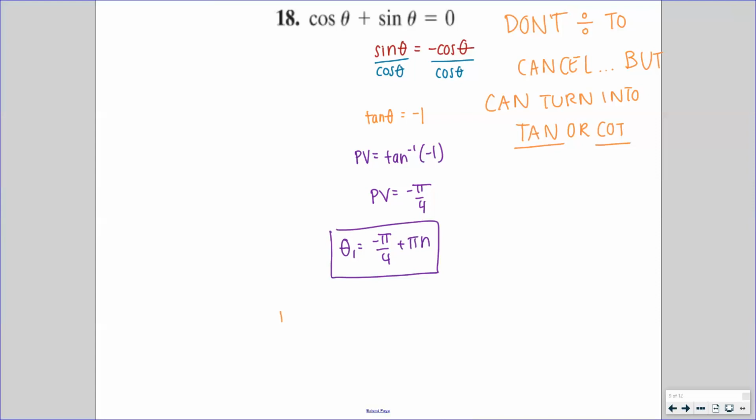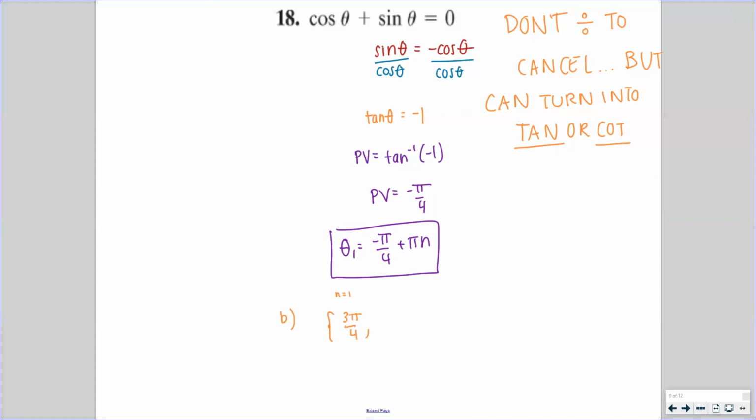And then the second part, you guys, I'm not going to make a table for this one. There's only one equation, so I'm just going to do everything in my head. When n is 0, we get negative pi over 4. That does not work. We don't include that. So I move on. When n is 1, I get pi plus negative pi over 4. That is going to be 3 pi over 4.